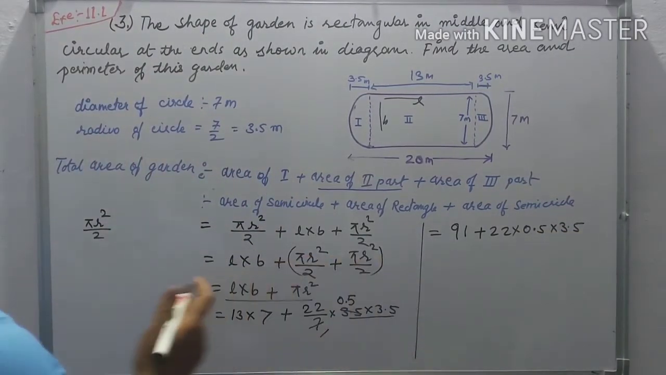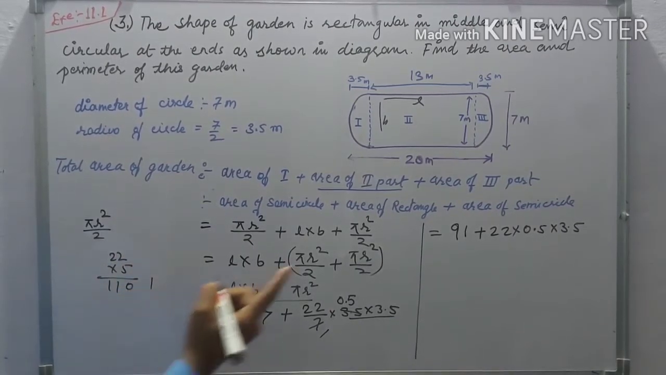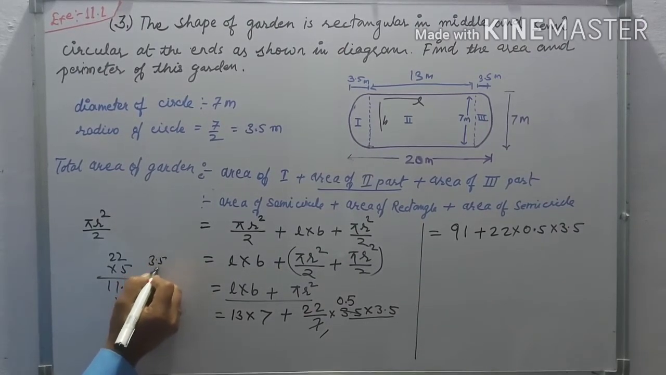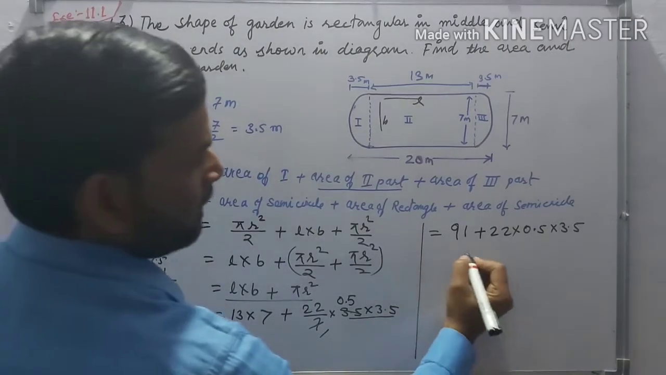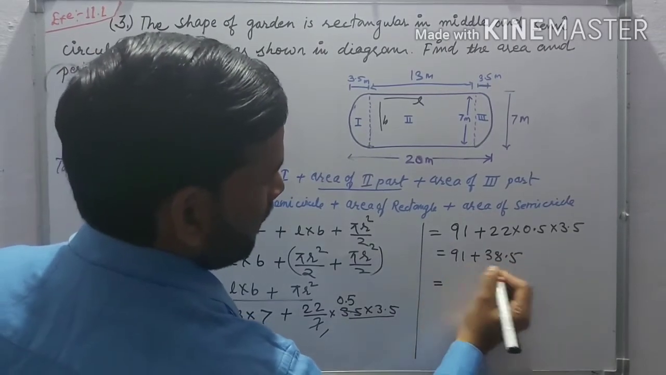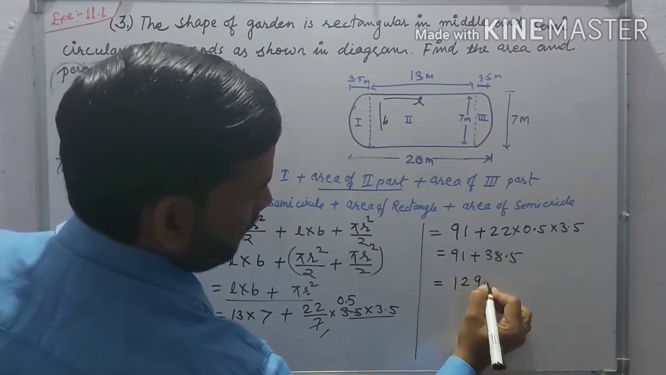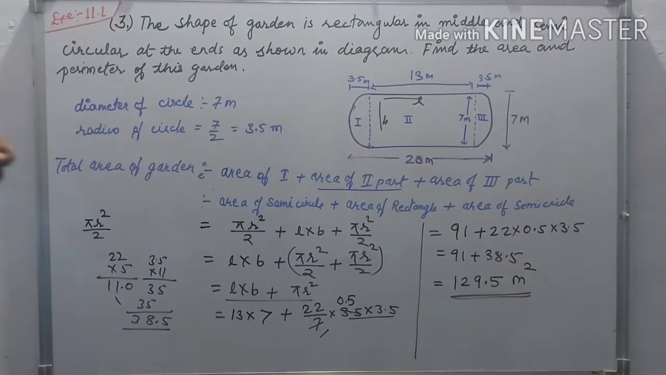Okay, now multiply 22 by 5. 5 times 2 is 10, carry 1, and the decimal point comes after 1. Again, multiply 3.5 by 11: 3 5s are 15... the answer is 38.5. Add 91 and 38.5, which gives 129.5 meter square, the total area of the garden.